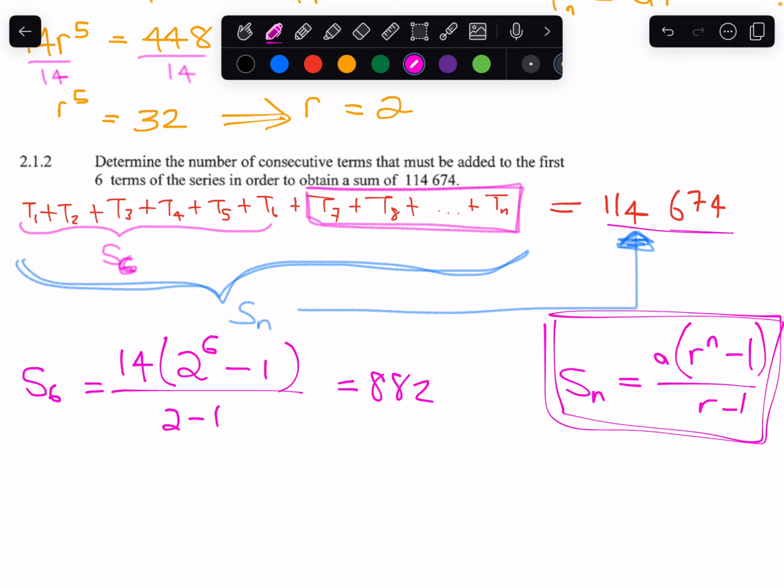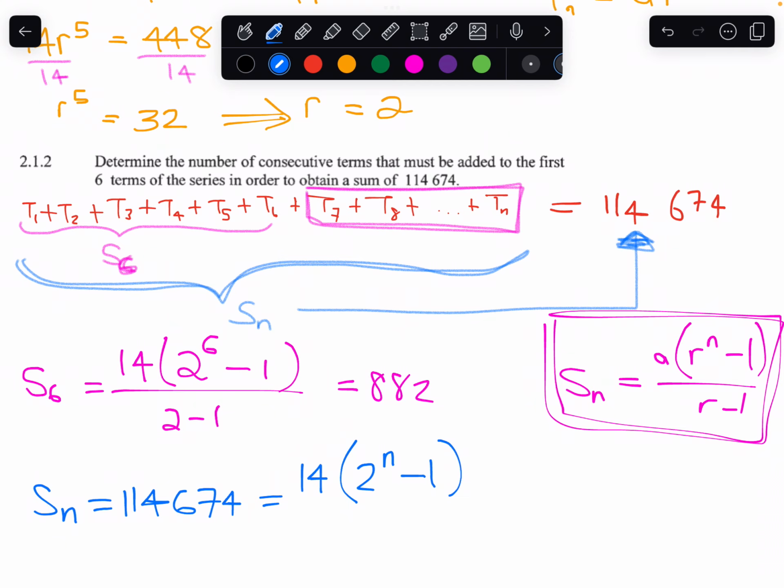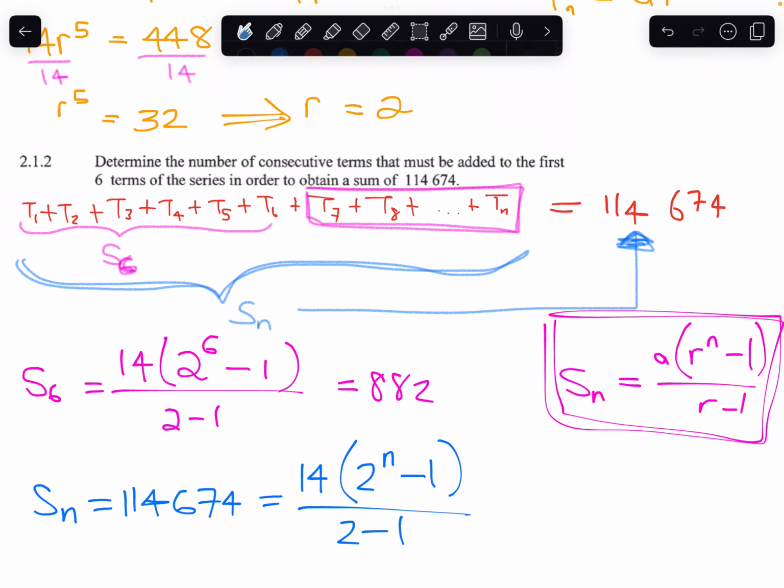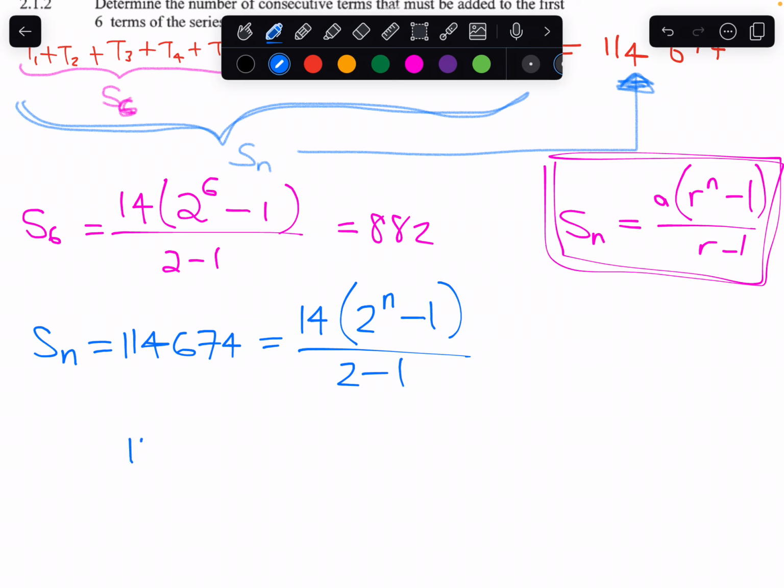We want to get all the way to 114,674. So I want to figure out how many terms I need to add together so that they sum up to this. Again our A is 14, our R is 2, and our N we don't know, and that's what we're going to solve for. So we have 114,674 is equal to 14 times 2 to the n minus 14. I just multiplied that 14 in. The denominator works out to just be 1.